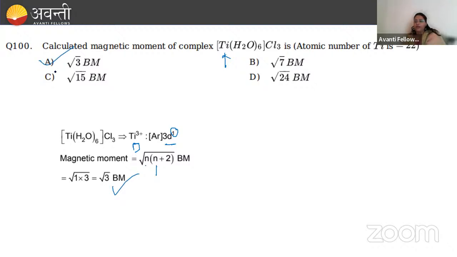Right? So here all the 50 questions we have solved today. If you have any doubt, you can ask me. Do you understand this? Very simple. Right? Oxidation state kitna hai? +3 hai. Any doubts?